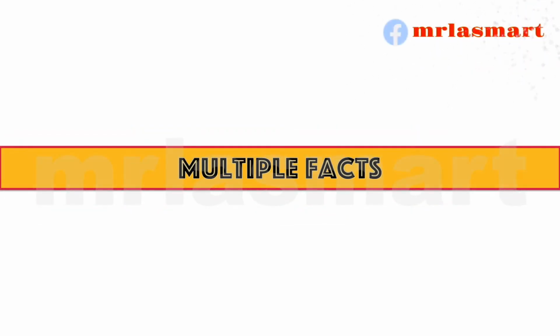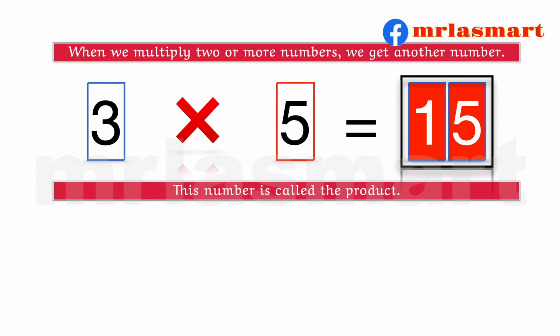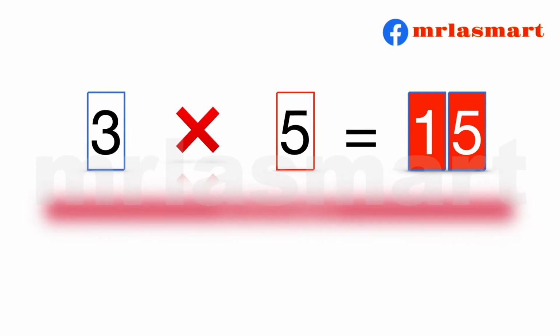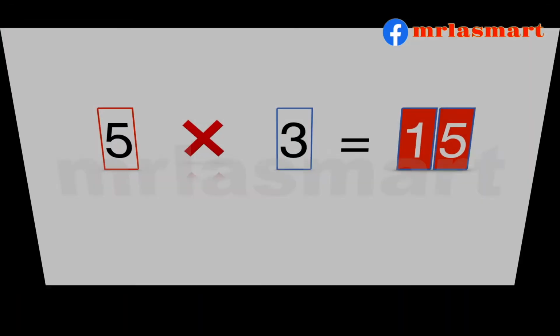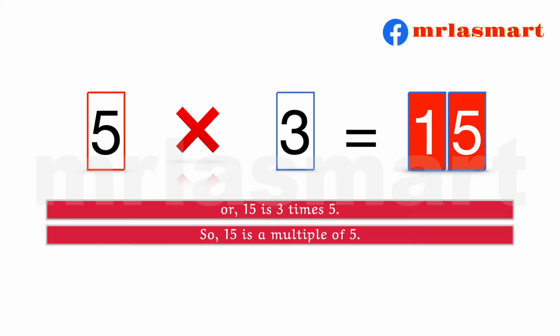Multiple facts. When we multiply two or more numbers, we get another number. This number is called the product. The product is a multiple of any of these multipliers. Or, 15 is 5 times 3, so 15 is a multiple of 3. Or, 15 is 3 times 5, so 15 is a multiple of 5.